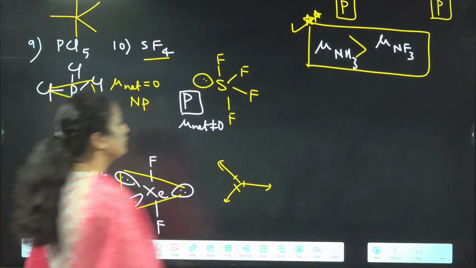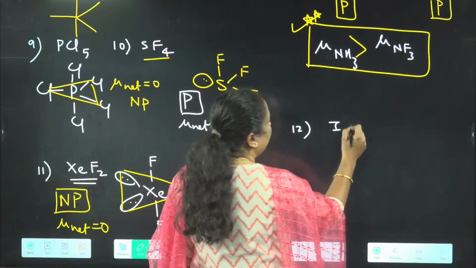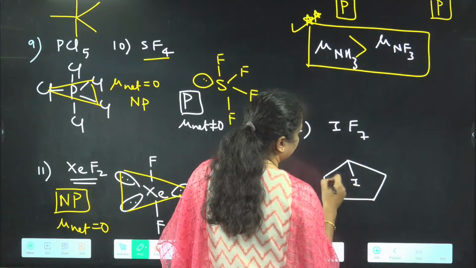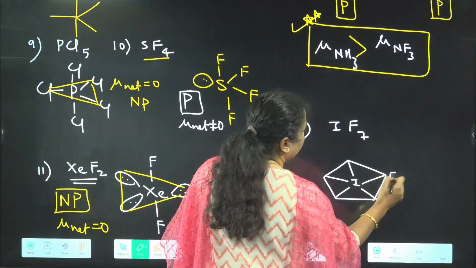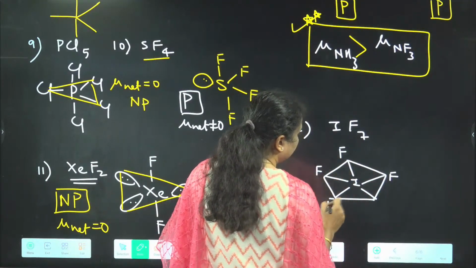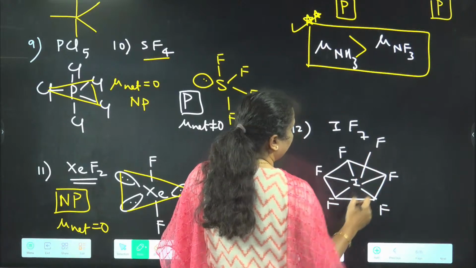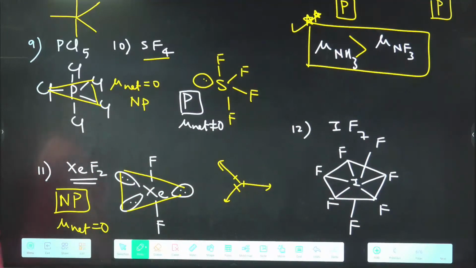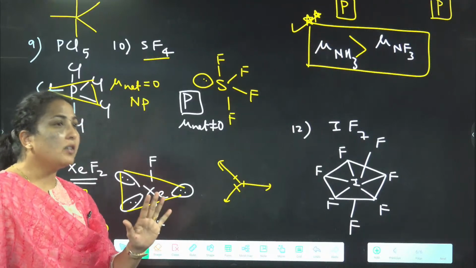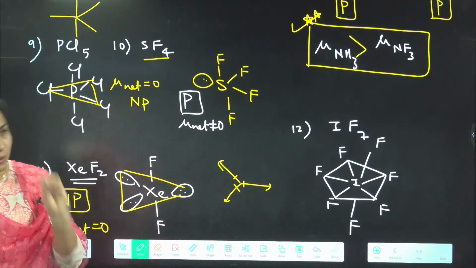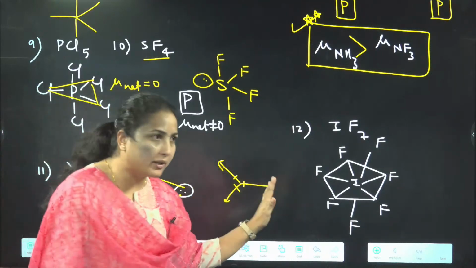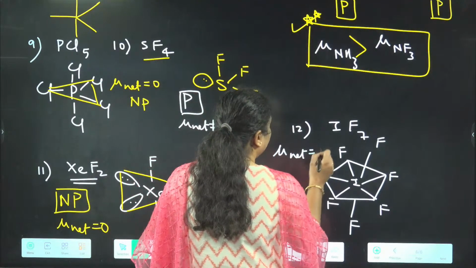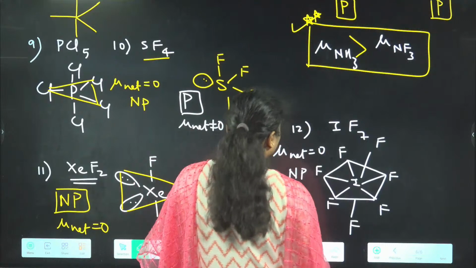Got it? If at all, I give you IF7. Fluorine here, 5 fluorines in this pentagonal planar, one above, one below. First of all, tell me, is it a regular geometry or not? IF7. It is a regular geometry, na? 7 things to be arranged around the central atom. All those are same atoms, pentagonal bipyramidal. You just have to see that. Mu net is 0, non-polar.